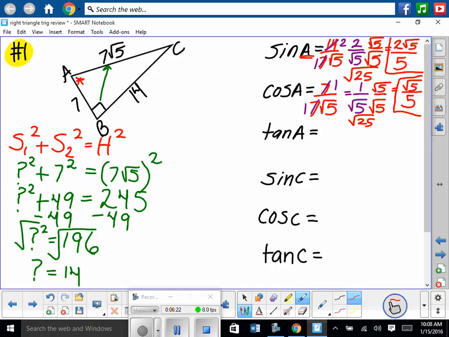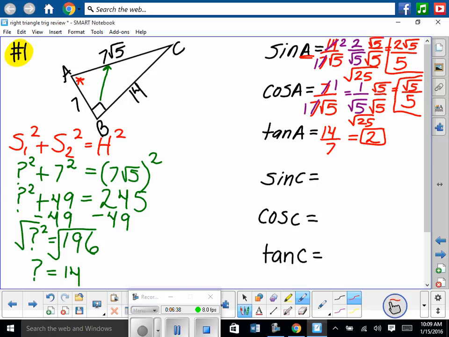Okay, moving on to tangent of A. Tangent is opposite over adjacent. 14 over 7. So we have 14 divided by 7, which is 2. There we go. And moving on.